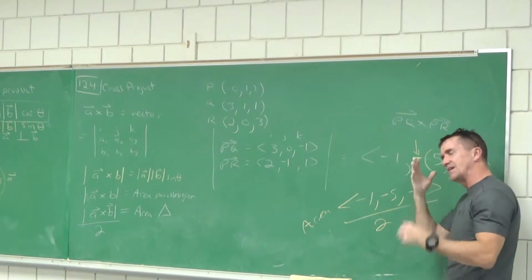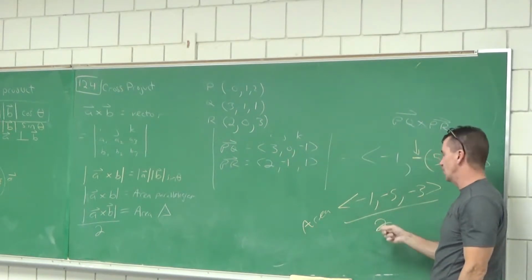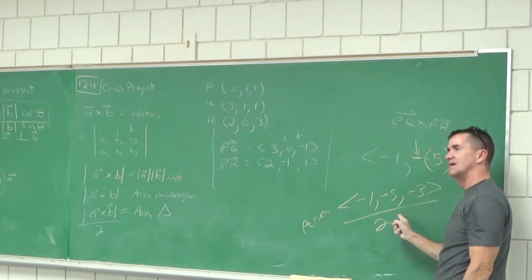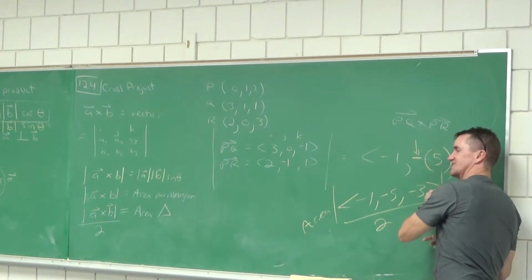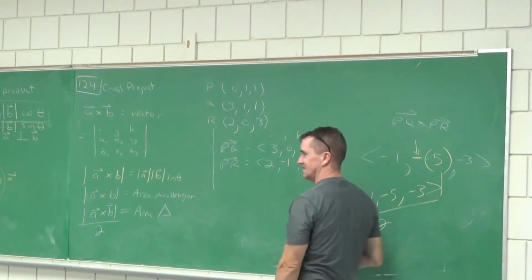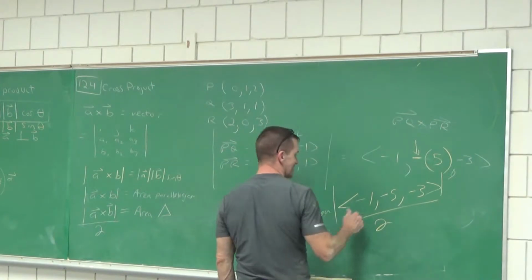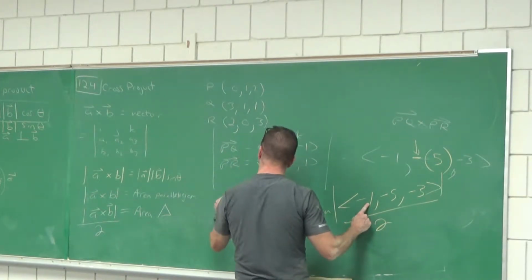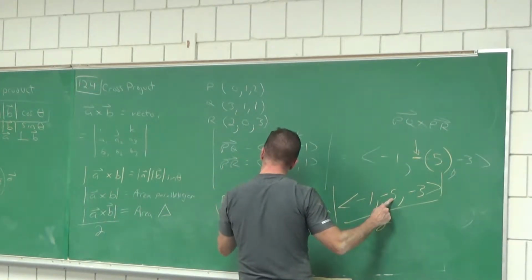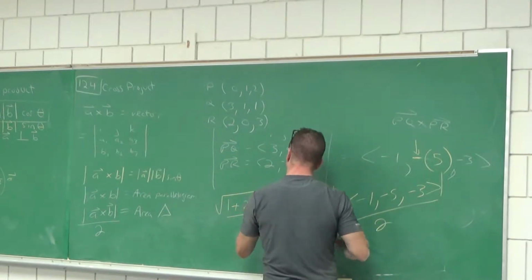But they're thinking of the formula sheet. What do I have to do with that? Magnitude. I need the magnitude. So what is that length? You know, it's got to be a positive number. It's area. That squared is what? 1 plus 25 plus 9 all over what?